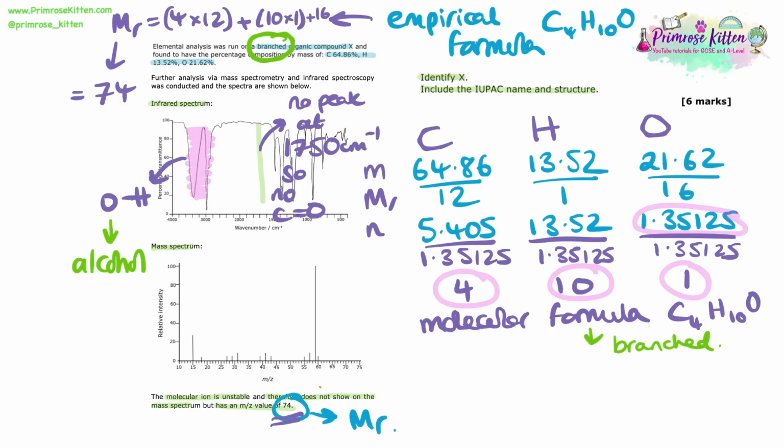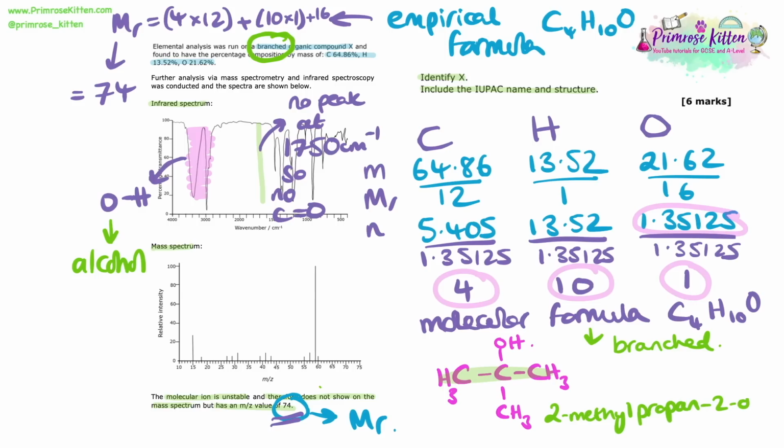The fact that it's branched tells me that I'm going to have a tertiary alcohol. Looking here, I know that I have 4 carbons. If I do 3 in a chain with a branch of a methyl group, and then also an OH group, then I have my branched organic compound X. Looking at this, I can name it. I can see that its longest carbon chain consists of 3 carbons, and it has a methyl group and an alcohol group coming off of its second carbon. So I'm going to call this 2-methylpropan-2-ol. And there we have our IUPAC name, our structure, and we have clearly identified X using the information available.